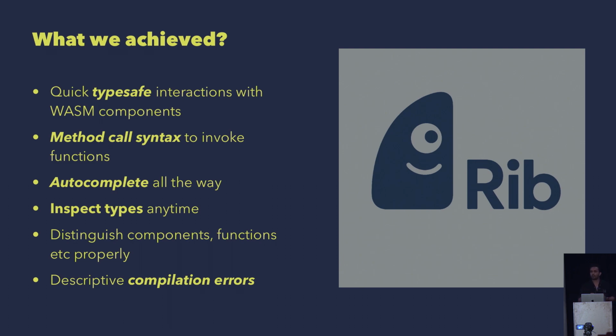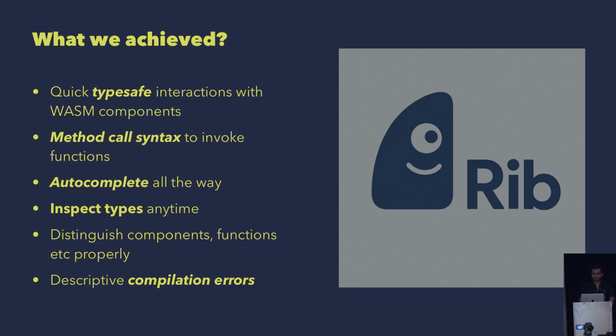Now, one point to note is that you can actually directly invoke the function without an instance, but I don't think I will keep it forever, because it will become instantly inconsistent in future. And autocomplete all the way, not just function names, but arguments, and enums and variants and stuff. You can inspect the type of these values anytime. And you can also distinguish component functions, etc. properly. We'll come to that example later.